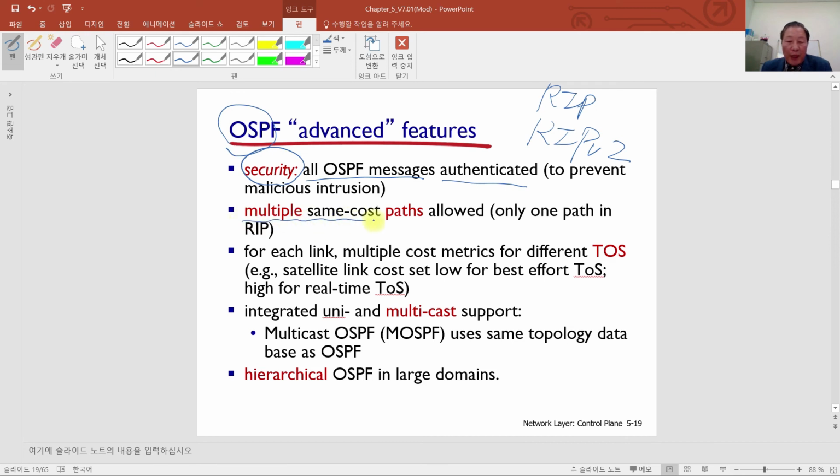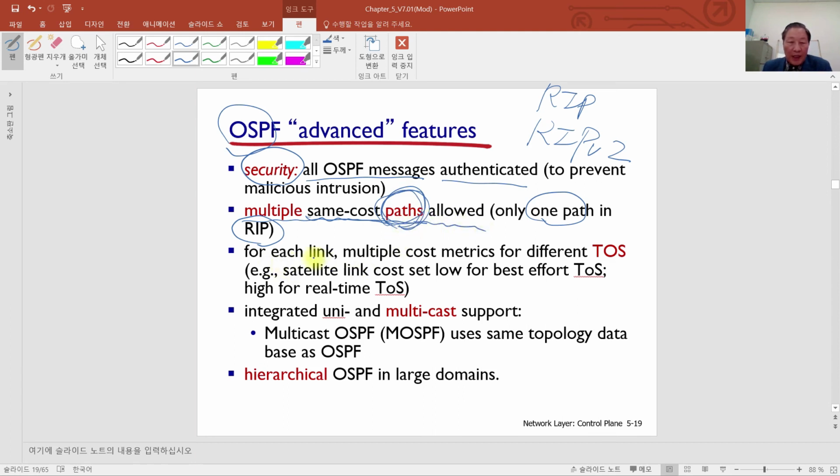And multiple same-cost paths are allowed, but in the RIP version, only one single path is derived and the others are discarded. But this one provides multiple paths. If the cost is the same, depending upon that metric, then those multiple paths are recommended and allowed.